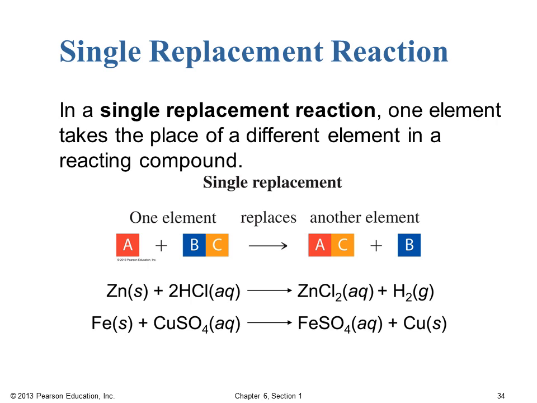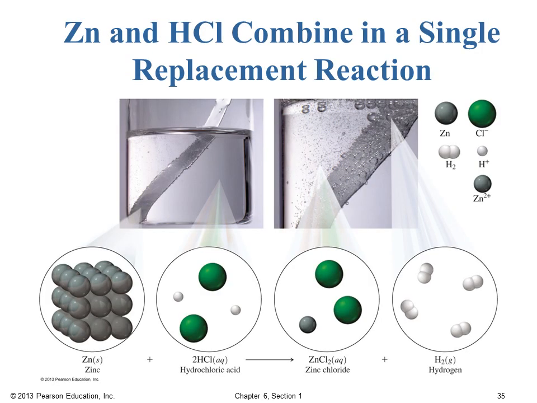All right, same thing with iron and copper sulfate. The iron is by itself and it's replacing the copper that's in a compound. So it's just doing a single replacement of a single element within the compound.